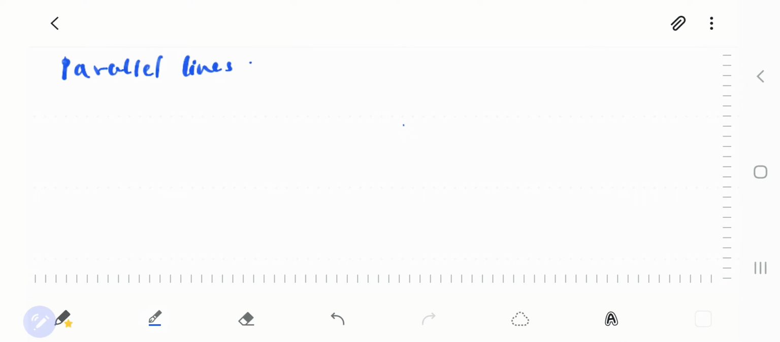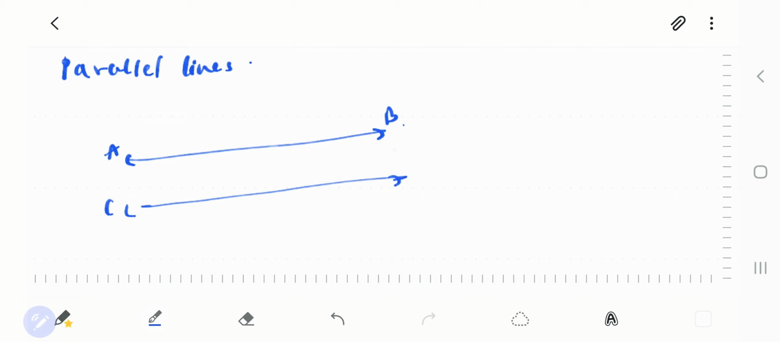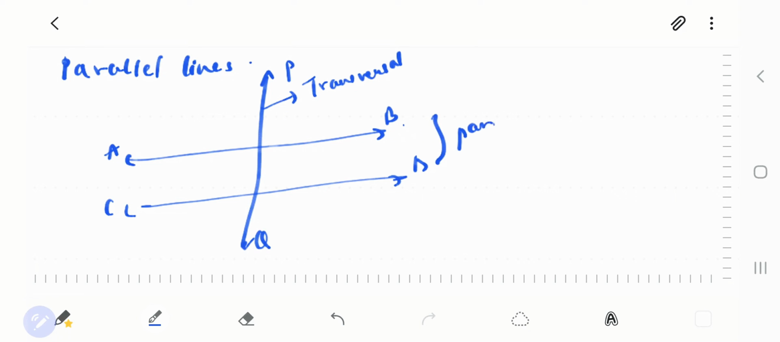My dear kids, parallel lines are those two straight lines which do not meet each other. So if I draw something like this, they'll be called as parallel lines, and I can name them as A, B, C, D. Okay, and if I take a line which is cutting these two parallel lines, suppose if I name it as PQ, then PQ will be called as a transversal, and these both will be the parallel lines.